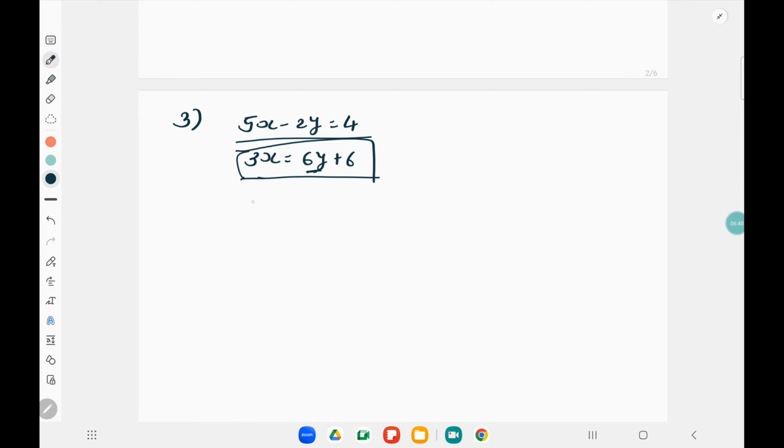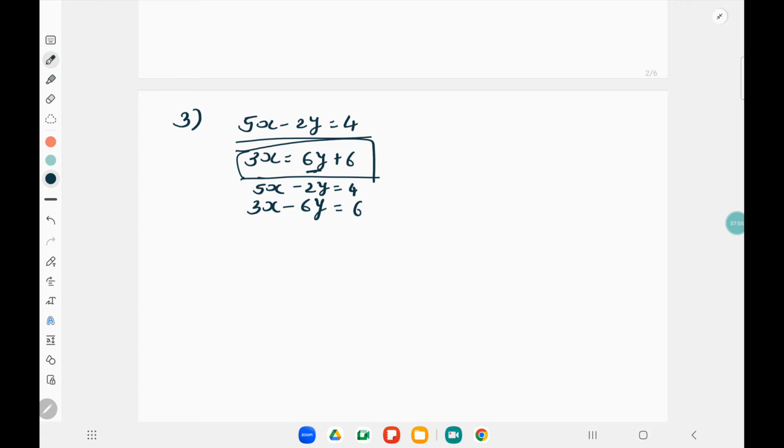So 3x minus, it was on the right side, 6y was positive. So when it changed the side, it changed the sign. So it becomes minus 6y equals 6. Okay, I rearranged this. Now we write them: first at the top, the first equation, and underneath this one.